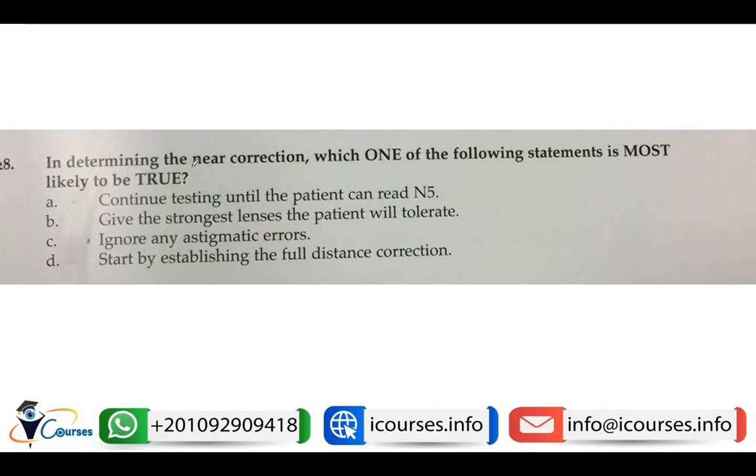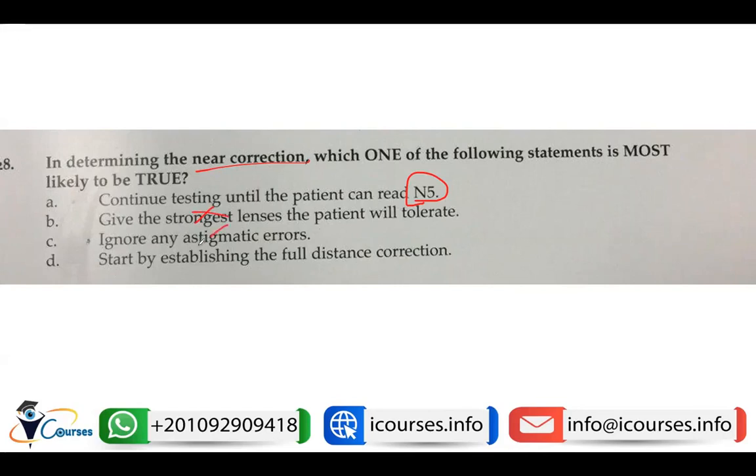Yes, this is regarding the near correction: which of the following is most likely true? Continue the testing until the patient reads N5. N series is the name of the near visual acuity chart, and every line is named after an N figure. We continue the test until the patient reads the smallest letter he can see, not necessarily N5. We don't give the strongest lens. We just explained this, or we already explained this.